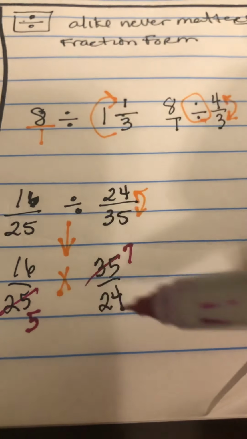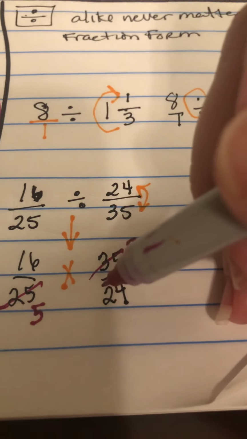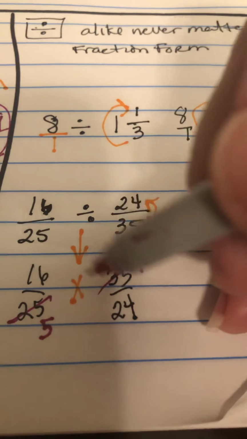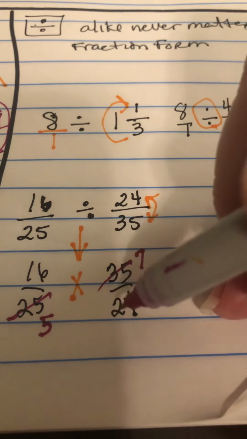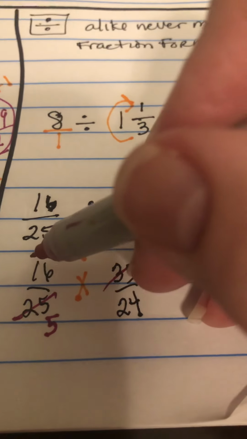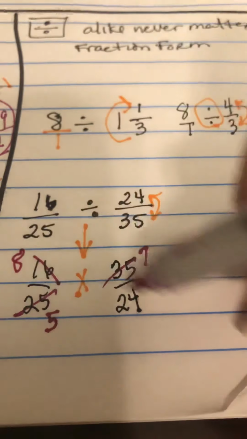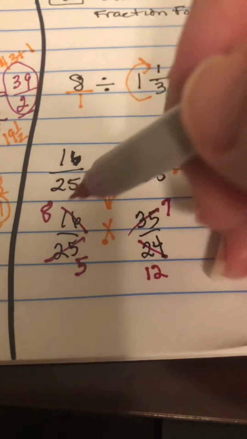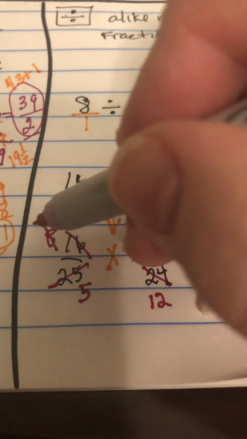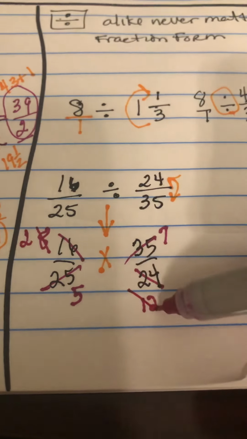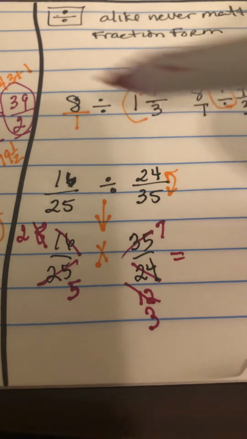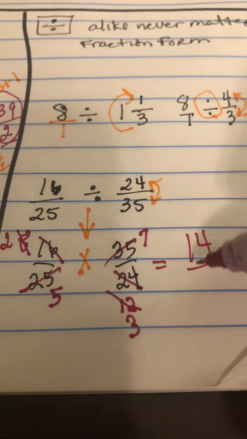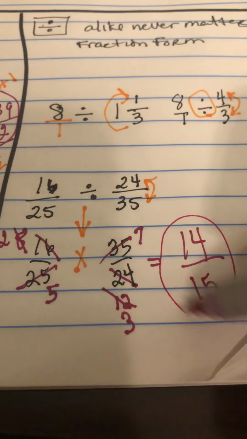And then 16 and 24 both can be divided by 8. Yes, they can be divided by 2 and 4, but you want to get rid of as much as possible. If you didn't see that it was 8, you could have done 2 and called this 8 and this 12, but then you need to look at it again. Oh, 8 and 12 still have something in common. They both can be divided by 4. So you can do it in more than one step if you need to. But now we have 2 times 7 on top and 5 times 3 on the bottom. And there you have it.